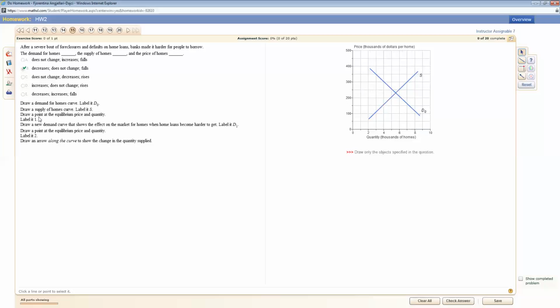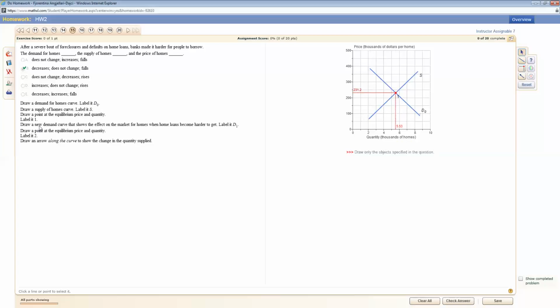You want to also draw a point at the equilibrium price and quantity. In order to draw the point, you're going to use the point tool. So you're going to click on the point tool, and then you're going to try to position it right at the intersection of supply and demand, and we were told to label that 1.